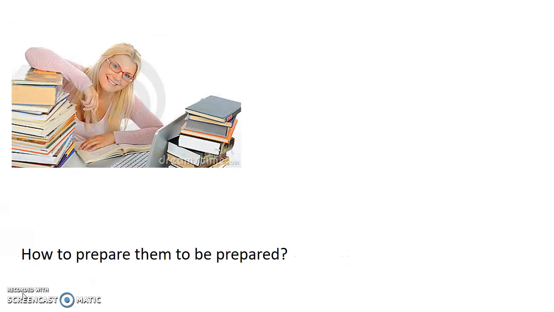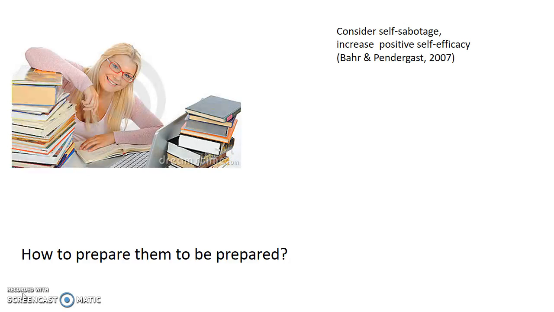And the third question is how to prepare them to be prepared. Well, first of all, I would want to consider if perhaps they're self-sabotaging because of some negative self-efficacy going on. If you suspect that's the case, look at increasing the self-efficacy. Barr and Pendergast give us some tips on how to do this. It looks like we want to get specific with them.